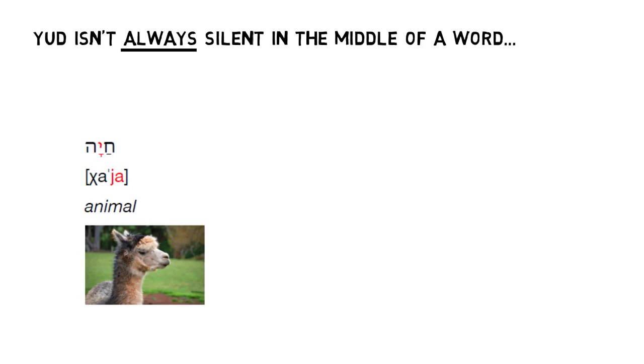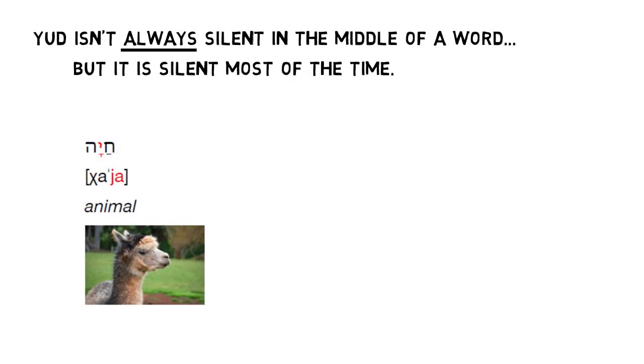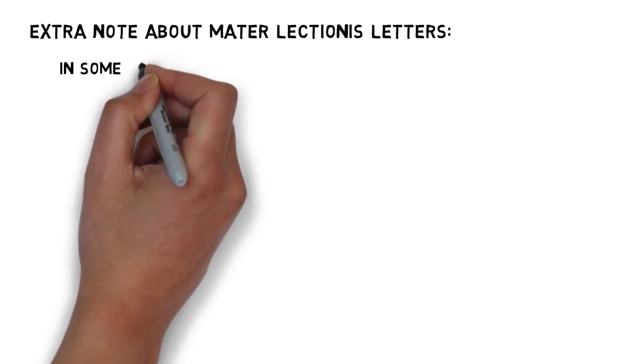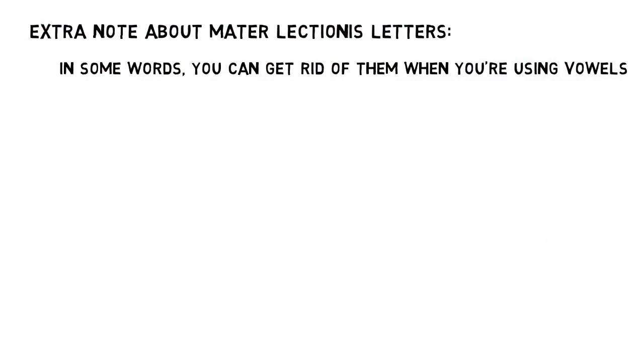But I'd say that 95% of the time, a yud in the middle of a word is going to be a silent indicator that there is an E vowel coming right before it. And that is kind of useful in a language that doesn't generally write down its vowels. One thing to point out here, because that yud is redundant when you are writing out vowels, people will sometimes cut out that redundant yud altogether.